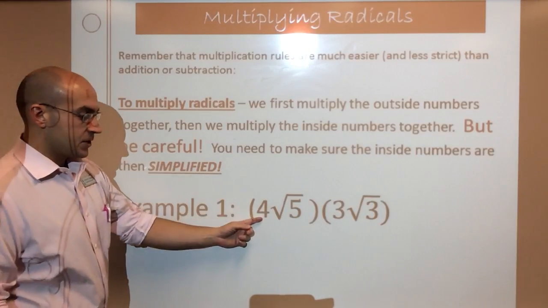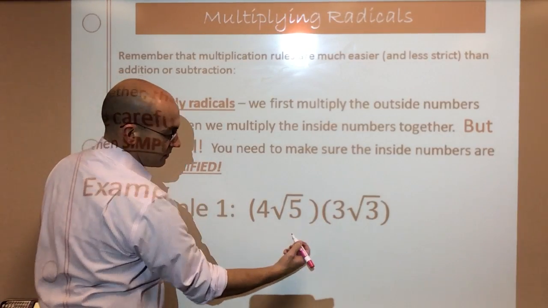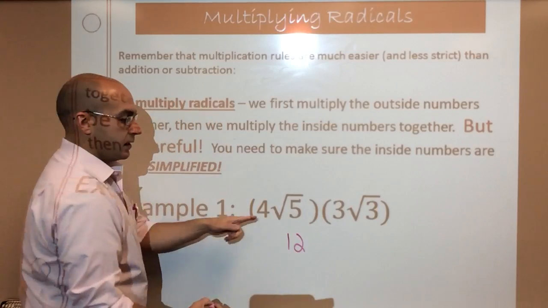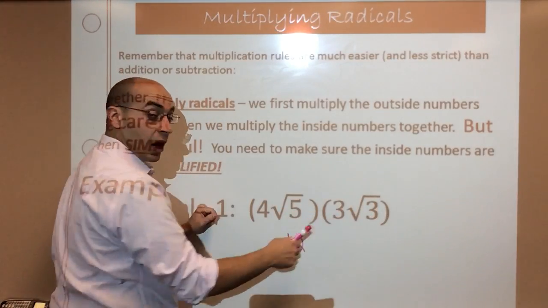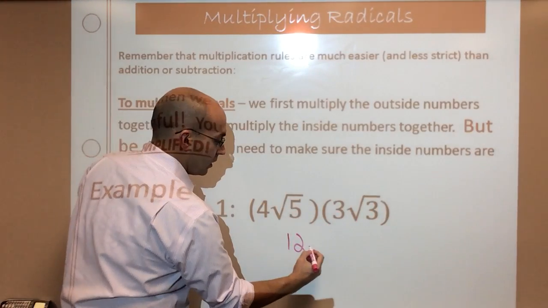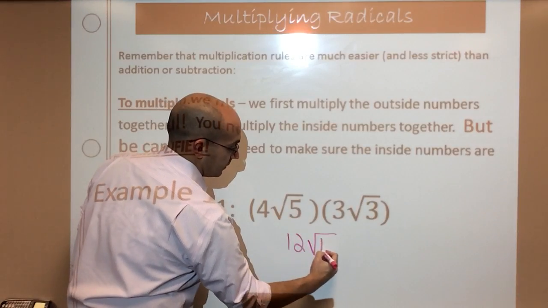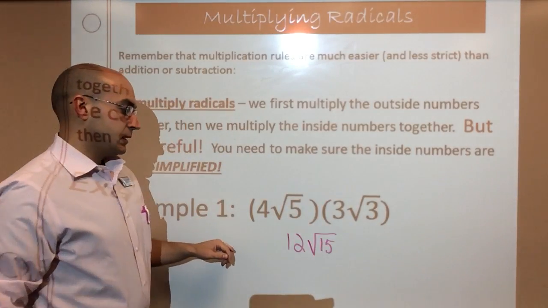Okay? So first step, outside multiplying. So 4 times 3 is going to give me 12. Okay? Now I can multiply the number under the radical sign. So 5 times 3, which is going to give me the square root of 15. Now, are we done here?